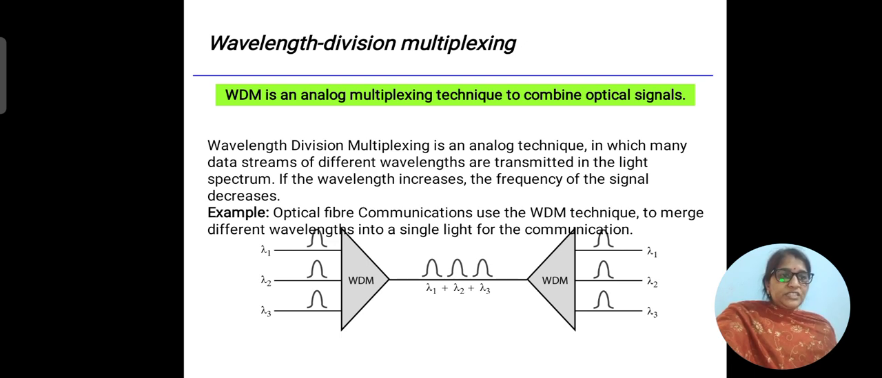So as shown in this figure, we have 3 different wavelengths, that is lambda 1, lambda 2 and lambda 3, which are added, lambda 1 plus lambda 2 plus lambda 3, and input to the WDM, then again the output is at lambda 1, lambda 2 and lambda 3.